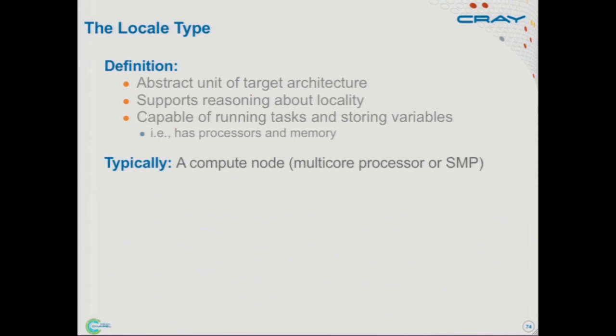So on almost every machine we target, typically the compute node is going to be the locale, because that's the point where everything is relatively close together. And if you have to go to a different compute node, which is to say to a different locale, that's going to incur overhead because you're going over the network.